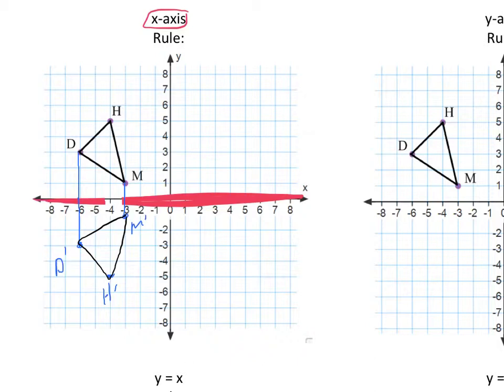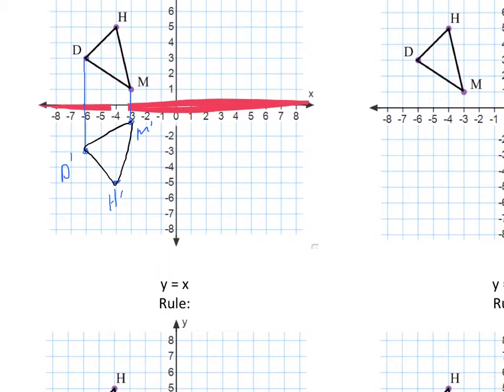Now, the rule for that is, if you notice the coordinates, let's get to the rule in a minute here. If I go H and give its coordinates, I have -4, 5. D is -6, 3. And M is -3, 1.